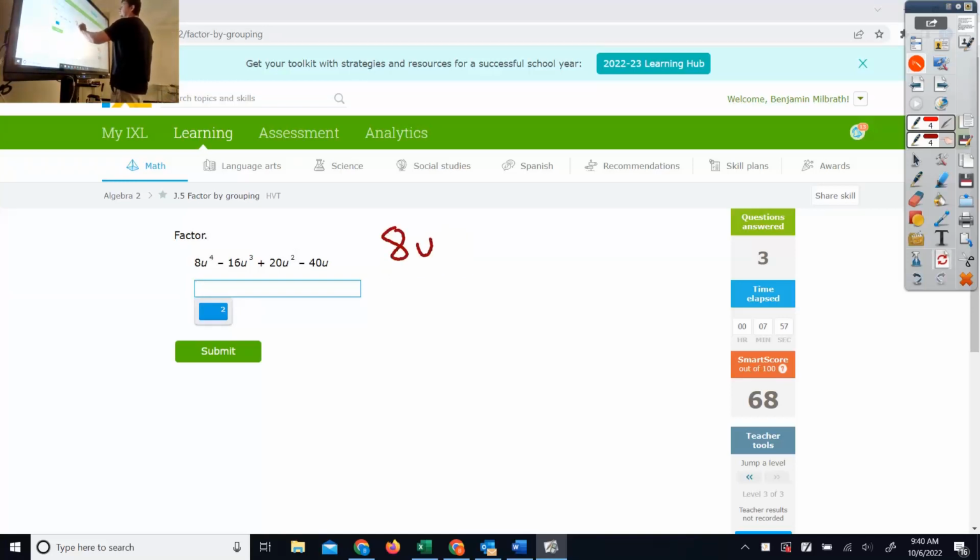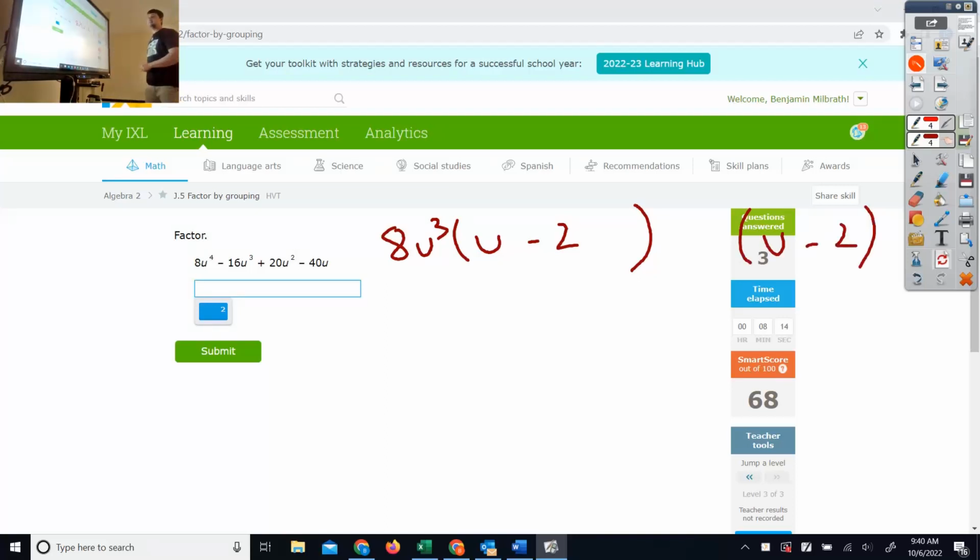I'm going to pull an 8u cubed from the first two terms. If I pull an 8u cubed from 8u to the fourth, there's a u left over. If I pull it from negative 16u cubed, there should be a minus 2 left over. Again, the nice thing about factoring by grouping is that factor has to repeat.